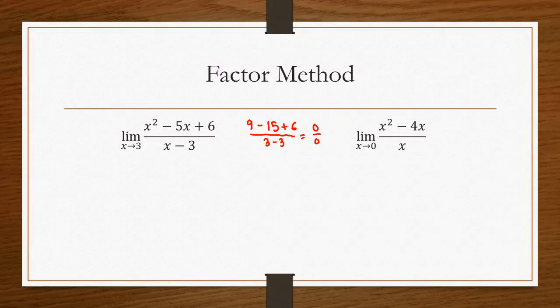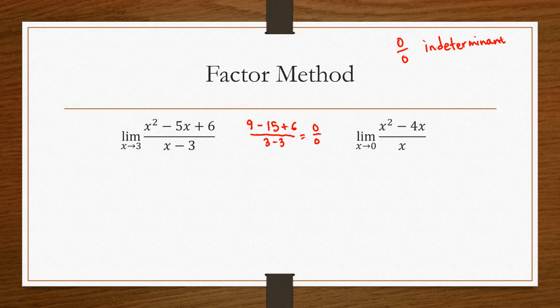0 over 0 is called an indeterminate form. And when you have an indeterminate form, you cannot just say the answer, you have to do more work to get the answer. 0 over 0 doesn't mean the limit doesn't exist. It means that it's indeterminate. The way you figure out the limit is you try to write an equivalent expression. The way you do that is with factoring.